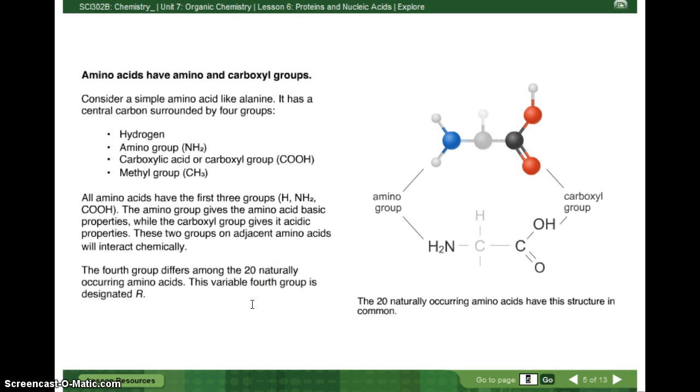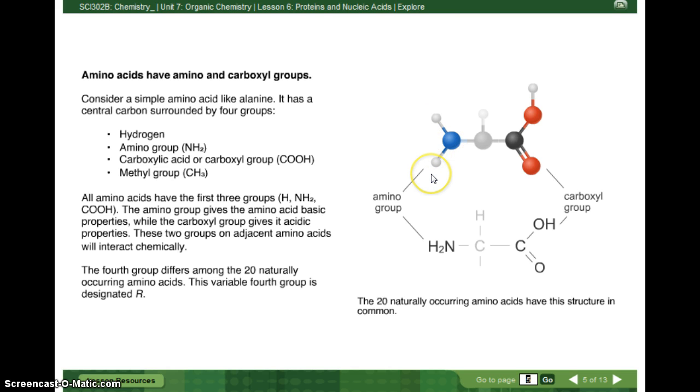Amino acids have amino and carboxyl groups. So remember we talked about functional groups that you add on to the end of your carbon chain. So here's our carbon chain. We have an amino group and we have a carboxyl group. Consider a simple amino acid like alanine. It has a central carbon surrounded by 4 groups. Okay, so here's the central carbon. It has a hydrogen. It has the amino group, which is NH2.